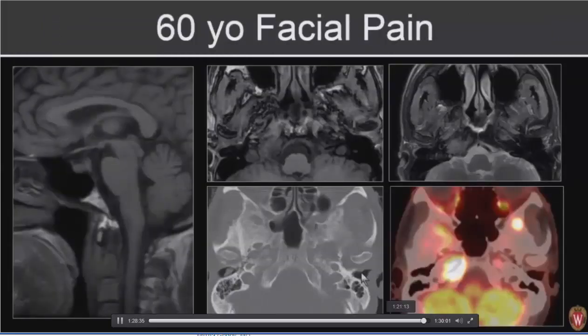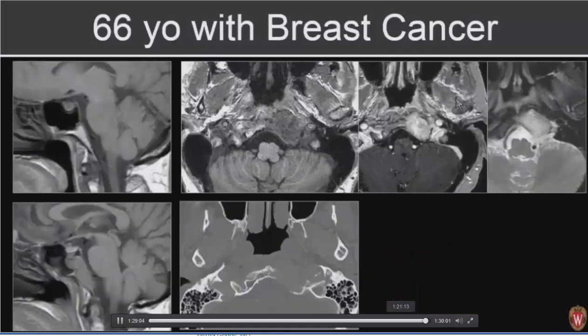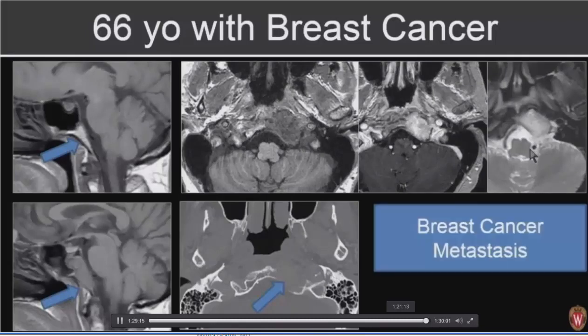Another patient with facial pain, we can see that this patient has a marrow replacing process, of C2, C3, and C4. And the lesion is actually hard to see within the skull base, but very readily visible on our PET sequence, hypermetabolic. So this actually was an example of lymphoma. The patient came in with facial pain, and we can actually see a separate lesion within Meckel's cave. Another patient with breast cancer, we can see this very large lytic lesion involving the jugular bulb and foramen, enhancing, bright on T2. This was a breast cancer metastasis.